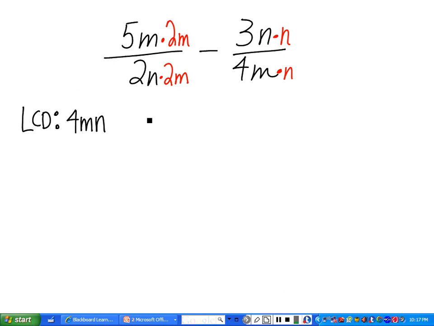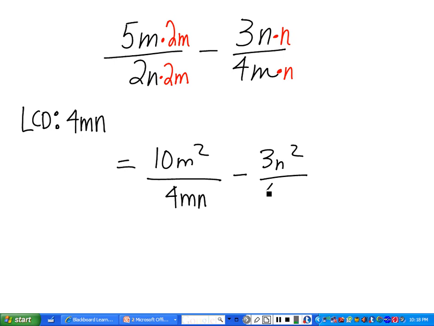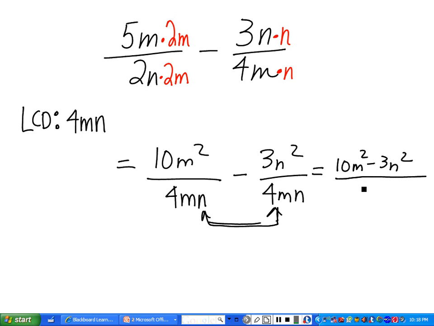Okay, let's see what we have. 5m times 2m is 10m squared over 2n times 2m, and of course we're hoping that it's 4mn, or else we'll have to start back over. But it is 4mn minus 3n times n is 3n squared over 4mn. Therefore, we can combine this into one fraction. Now, since the denominators are the same, we can combine the numerators. So 10m squared minus 3n squared divided by 4mn.